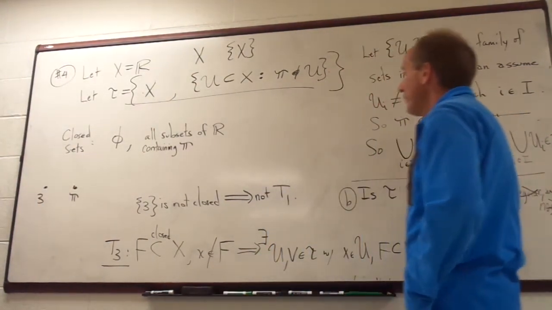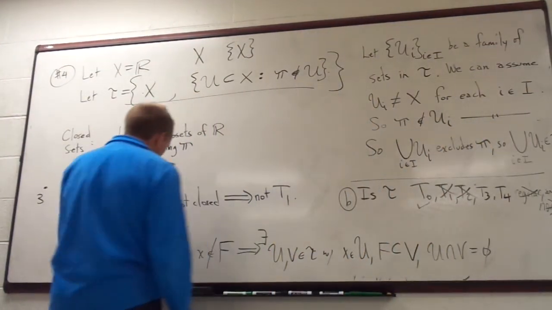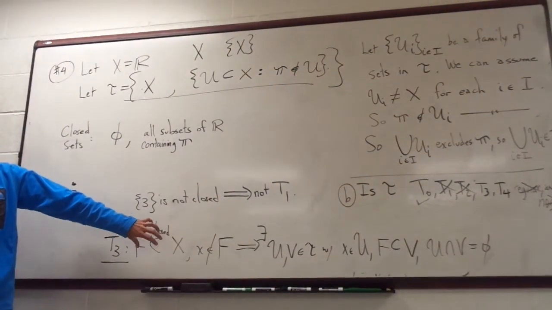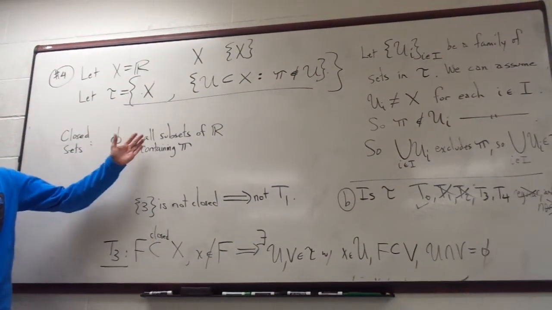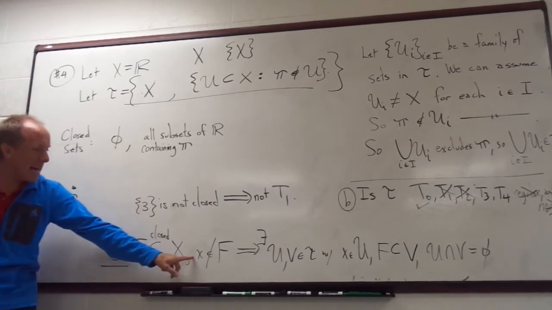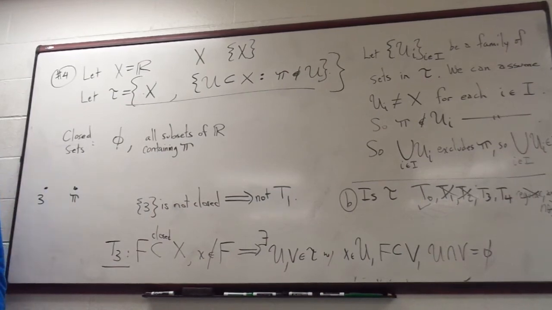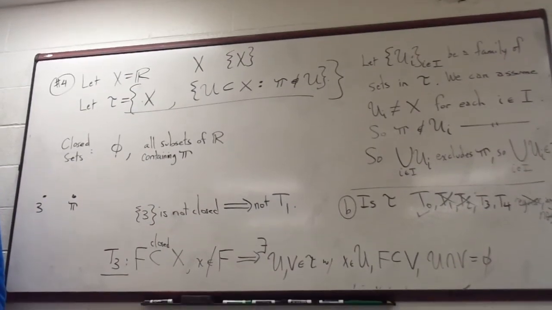So, let's think about this. A closed set, we have to take a closed set. Here's what my closed sets are. And I really can't use this closed set because there's no x outside of it, right? There's nothing outside of it, because it's just the empty set.